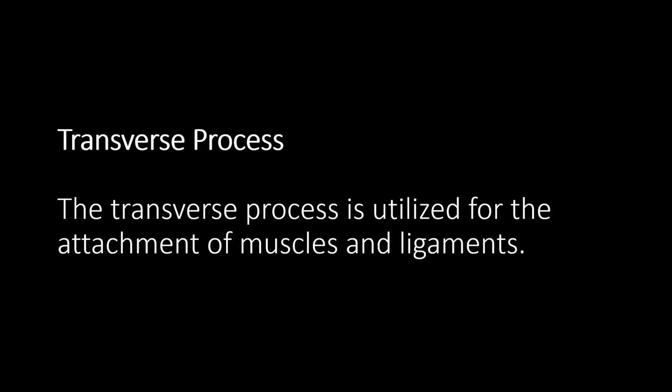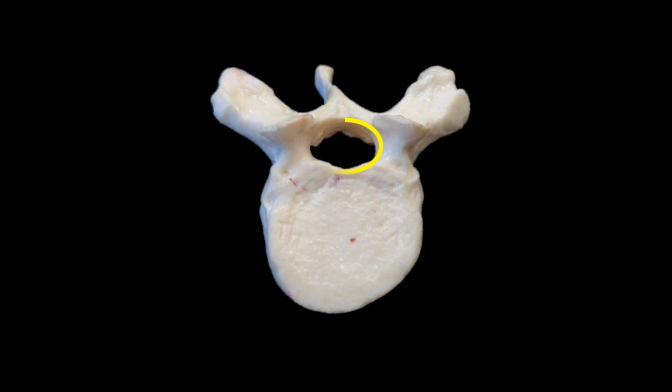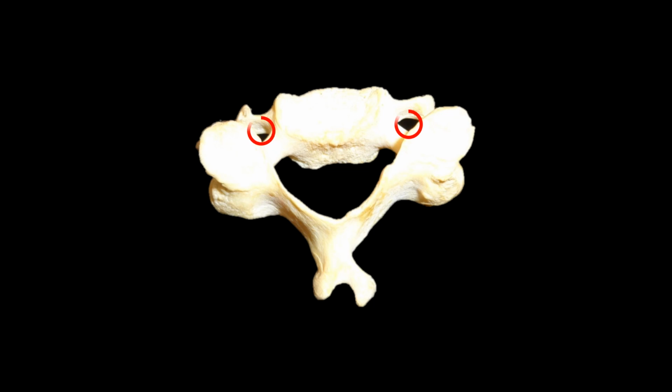Transverse process. The transverse processes is utilized for the attachment of muscles and ligaments. Name this anatomical area. Vertebral foramen. The opening that the spinal cord passes through. Name this anatomical area.